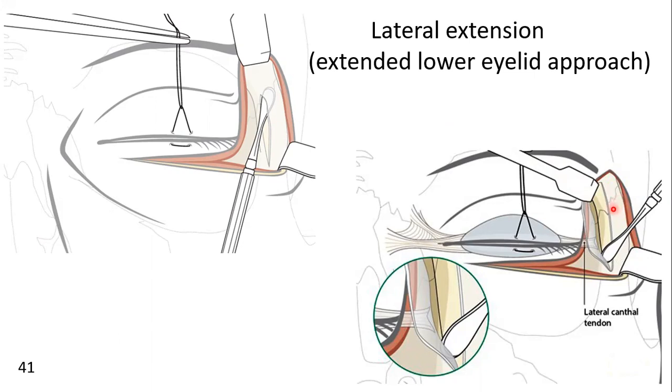Second, the dissection frees the periosteum over the lateral orbital wall into the orbital cavity. Here you can see the lateral canthal tendon will be stripped from its insertion with the dissection of the periosteum. Here you can see the lateral canthal tendon has been stripped and retracted.